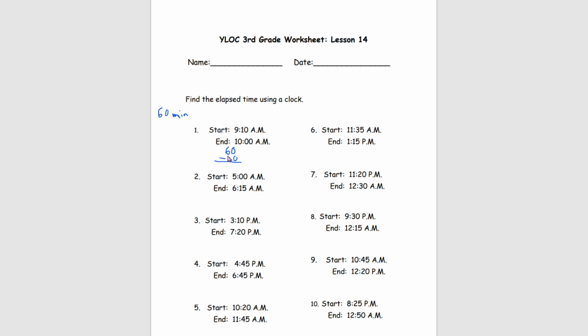So, to find our answer for number 1, we can just subtract. We can do 0 minus 0, which is 0, and 6 minus 1, which is 5. That means our answer for number 1 is that 50 minutes have passed.